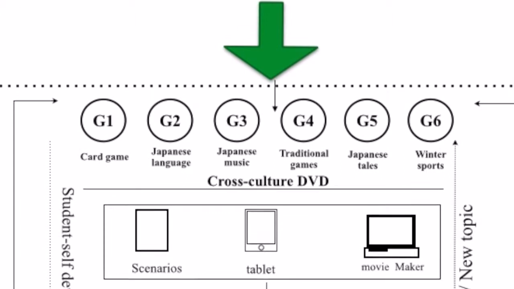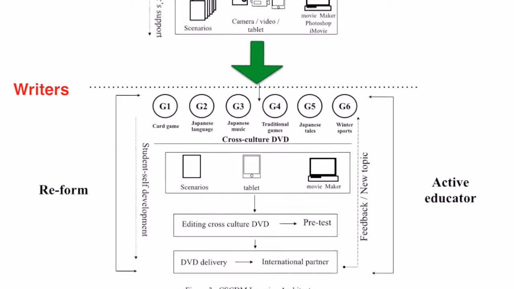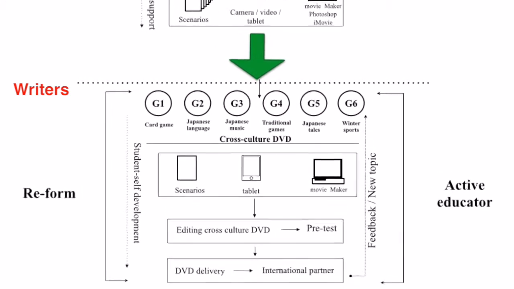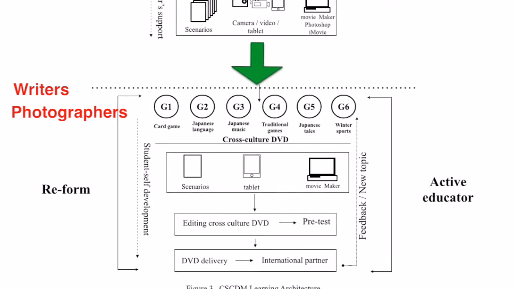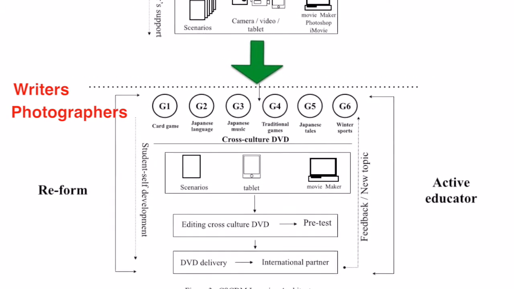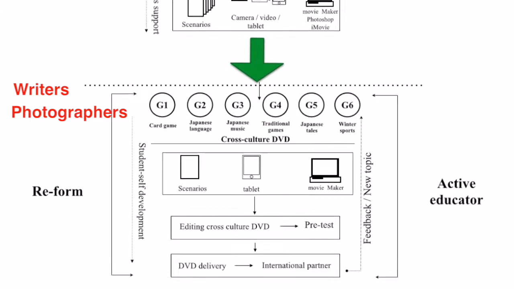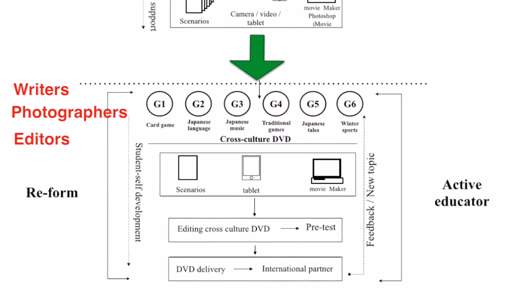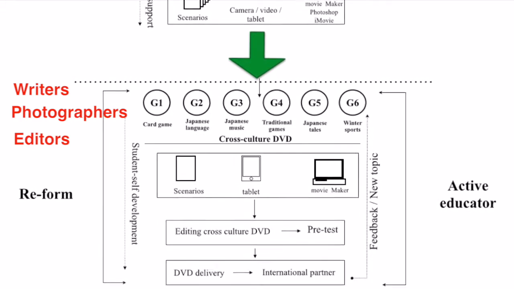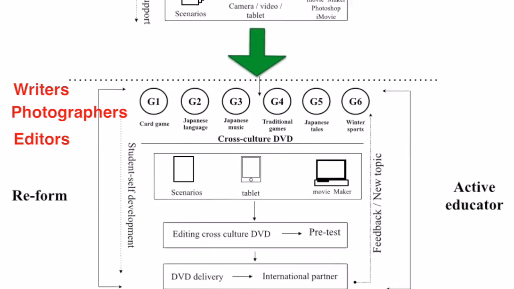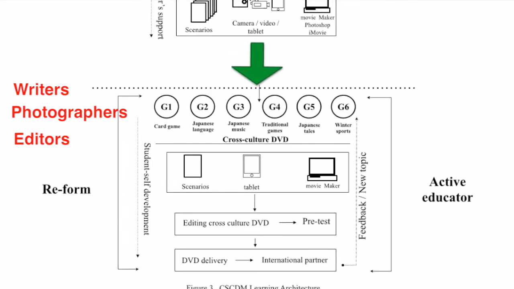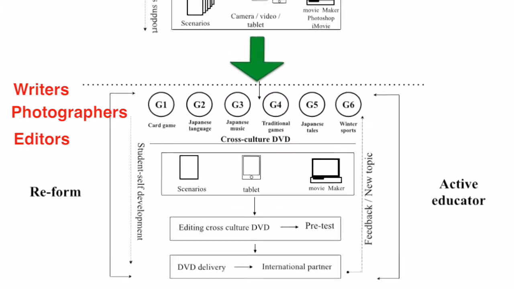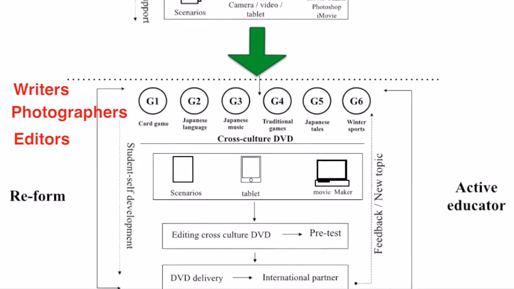Rules of all groups are merged, such as writers of each group are in charge of collecting and developing data. Photographers are in charge of documenting the process, and editors work together to finalize the cross-culture DVD. Then they exchange the DVD with the Egyptian partner. Here is the time where the learning cycle takes place.